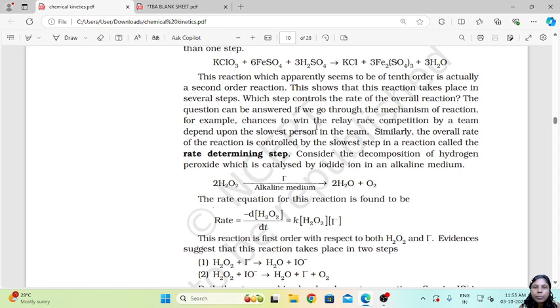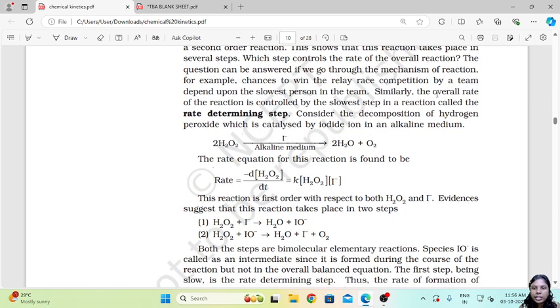If we take the example of a relay race, on what basis do we decide whether the team is going to win or lose? What we talk about is the slowest person. If the slowest person continues to run at the same rate, then obviously you are going to lose the race. But if the slowest person puts in 100% and gives his best, then we have the chances of winning. So it automatically depends on the slowest person in the team. In a similar way, the overall rate of a reaction is controlled by the slowest step in the reaction, which is called the rate determining step.